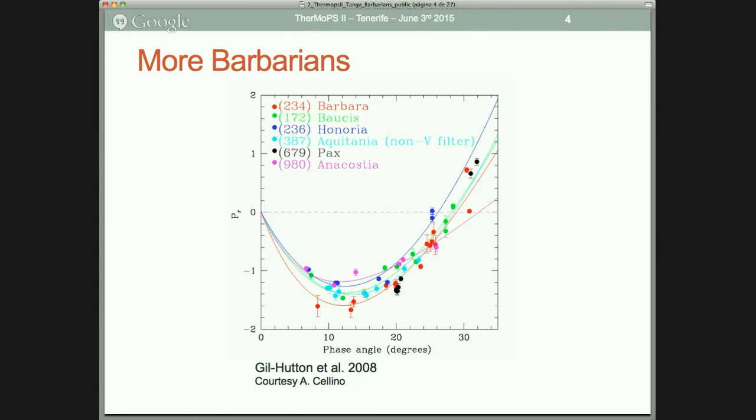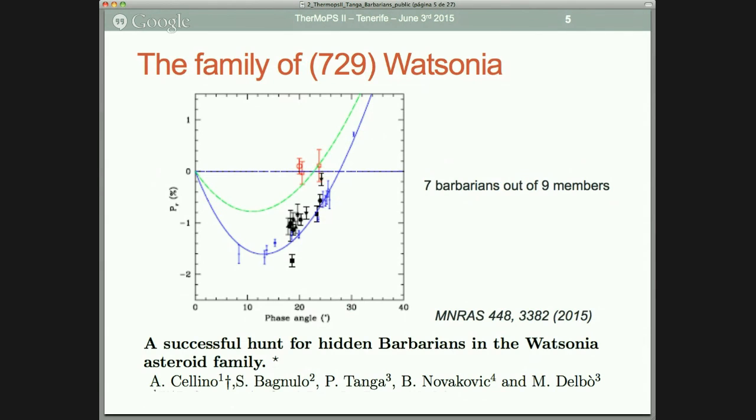After the discovery of individual barbarians, which are fairly large asteroids, there was a specific investigation of one suspect barbarian family. So barbarians sometimes don't come alone. This was the case of the family of Watsonia, which is a kind of high inclination family. I will show you where it is in the orbital parameter space later on. There were 9 members that we observed at VLT, because some of them are pretty faint, and 7 of them showed this barbarian behavior.